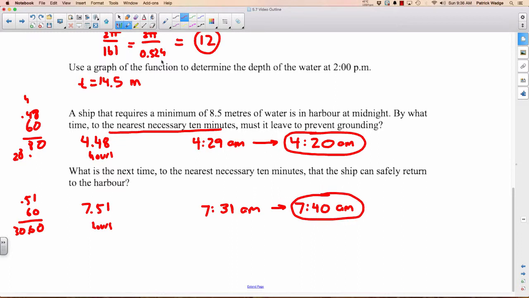Okay, there you go. We have now completed Chapter 5.